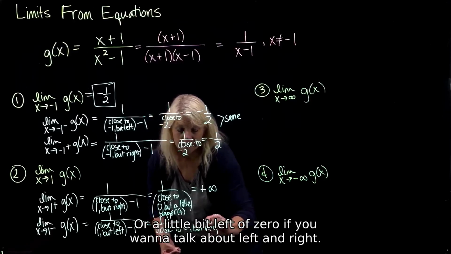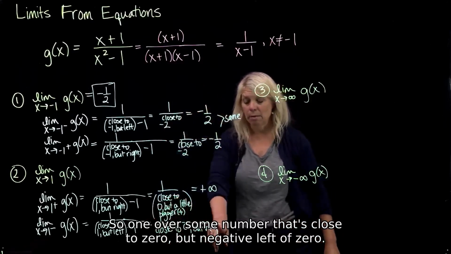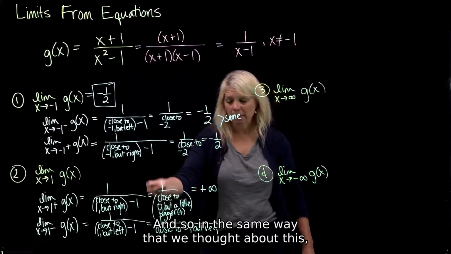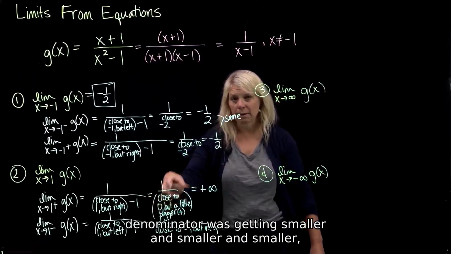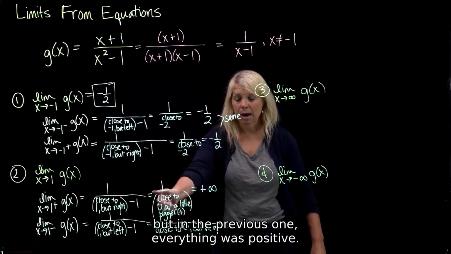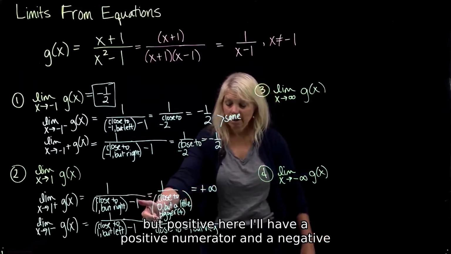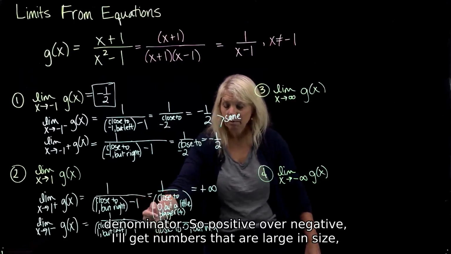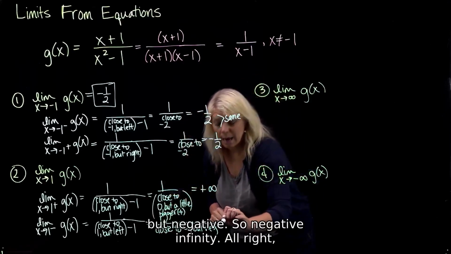Or a little bit left of 0, if you want to talk about left and right. So 1 over some number that's close to 0, but negative, left of 0. And so in the same way that we thought about this, the numerator was fixed, the denominator was getting smaller and smaller and smaller. But in the previous one, everything was positive, so we got larger and larger size, but positive. Here I'll have a positive numerator and a negative denominator. So positive over negative, I'll get numbers that are large in size but negative.